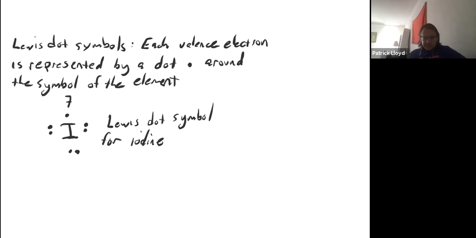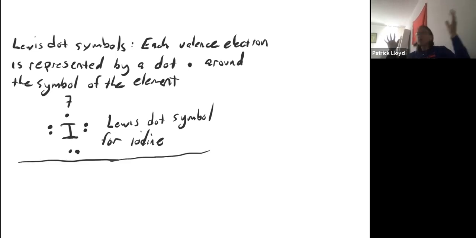Okay, let's do another one. Let's pick one of the alkaline earth metals. An alkaline earth metal might be strontium. Strontium is element number 38. Okay, well, it's element 38, but how many valence electrons does it have? It's in the second column, group 2A, so it only has 2 valence electrons. So that's pretty easy.